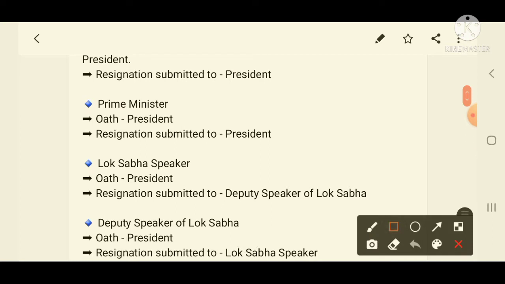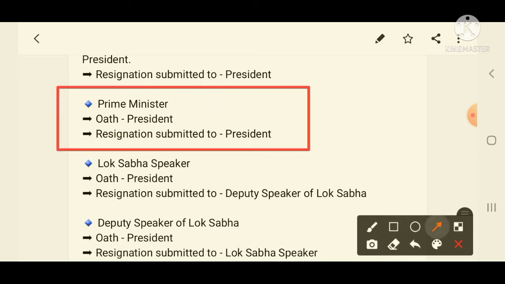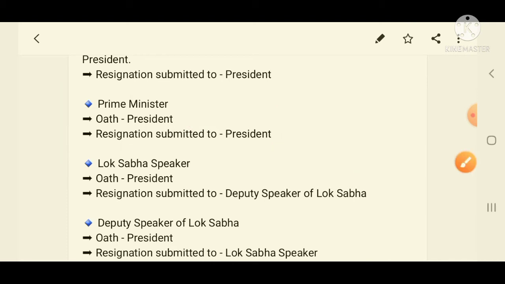The next thing is about the Prime Minister. Like I already explained to you, in the 2019 election, after winning the election, he was given oath by the President of India, and he can submit his resignation to the President of India only. For example, if this Prime Minister has to resign due to some personal reason, or let's say he is not getting a majority in the Parliament, mainly in the Lok Sabha, then he has to submit his resignation to the President of India only. All of you got it about the Prime Minister.